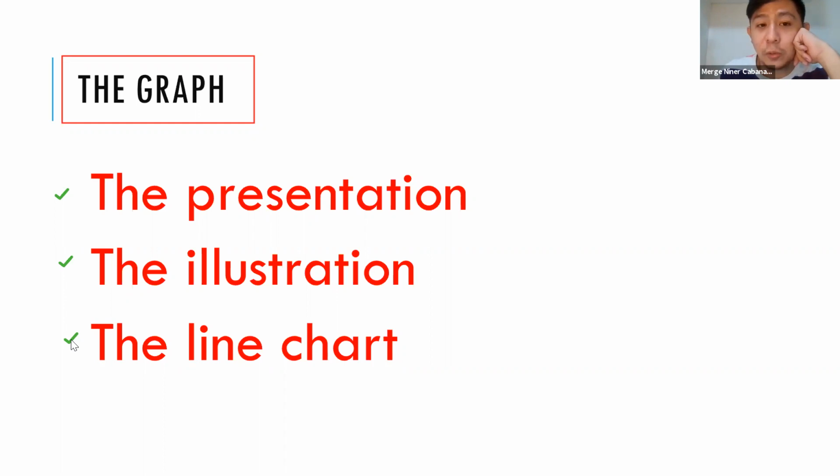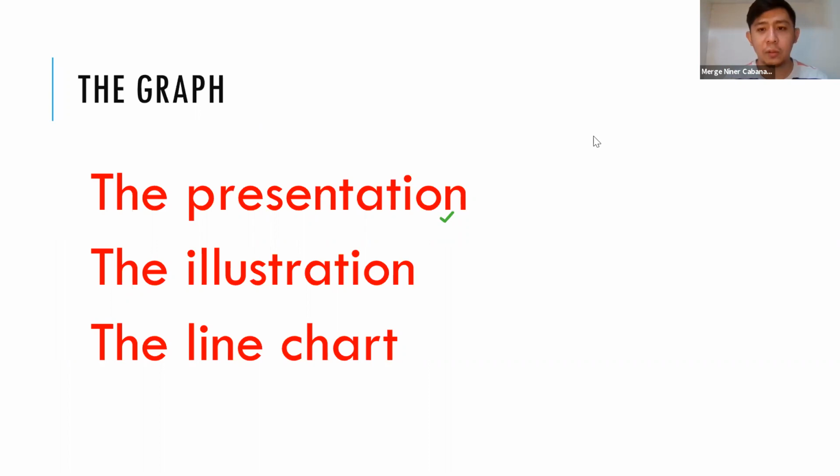Yes. So what you need to avoid is using the similar words from the first two words of your task description as your introduction. That's the one thing that you have to avoid. Okay? So this is the graph. You will change it into the presentation, the illustration, the line chart. Okay, we're clear with this.